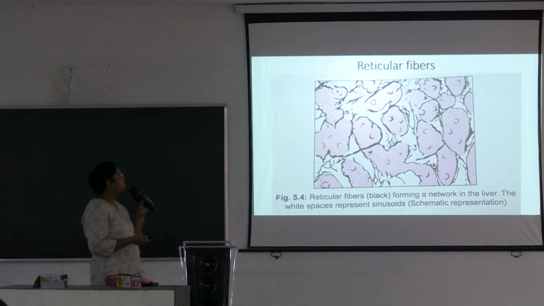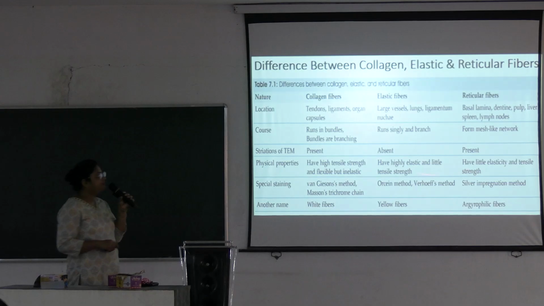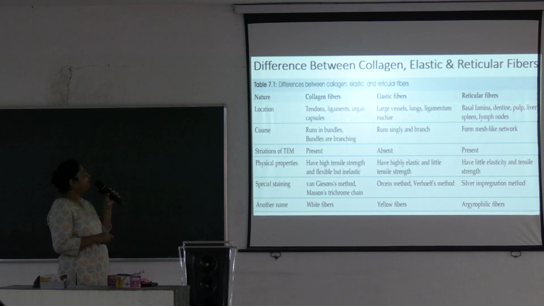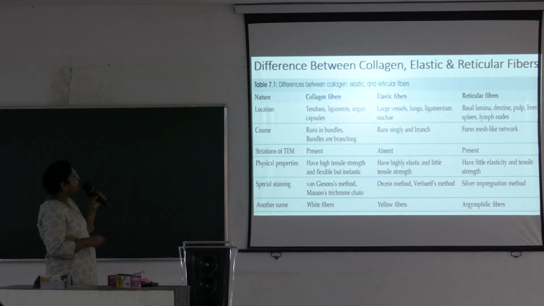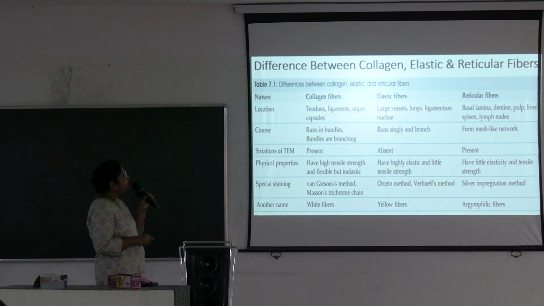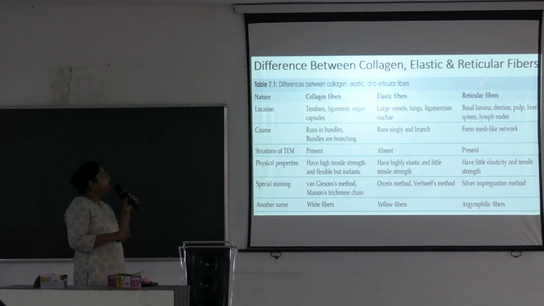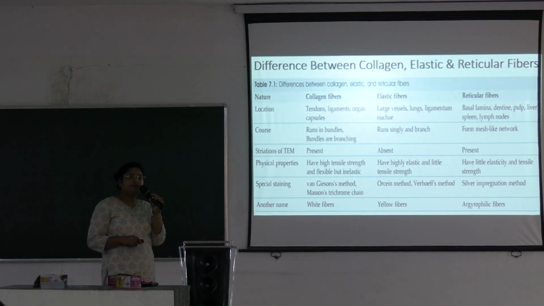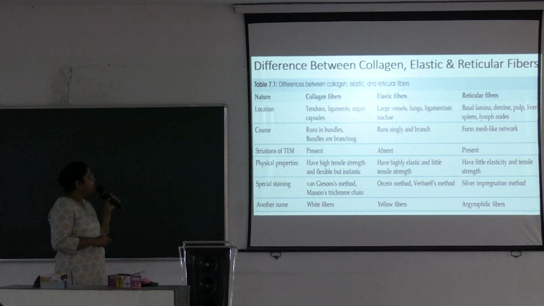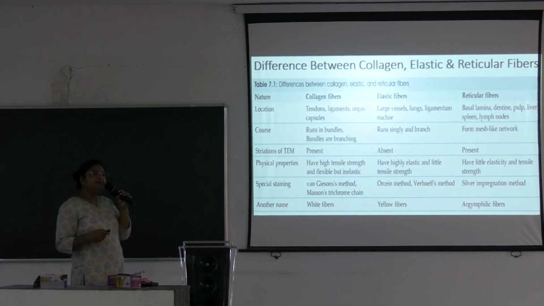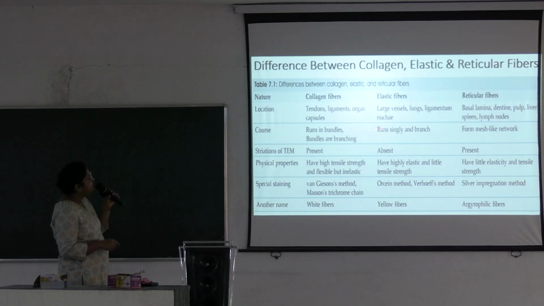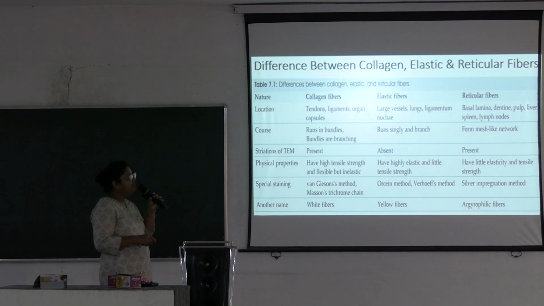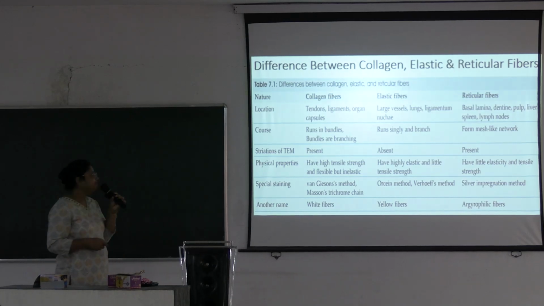Next, these are the differences between the three types of fibers. Collagen fibers are located in tendons, ligaments, and organ capsules. Elastic fibers are located in large vessels, lungs, and ligamentum nuchae. And reticular fibers are located in basal lamina, dentine, pulp, liver, spleen and lymph nodes. Next is the course. Collagen fibers run in bundles, and the bundles branch. Elastic fibers run singly and they branch. And reticular fibers form a mesh-like network, as you have seen in the picture.